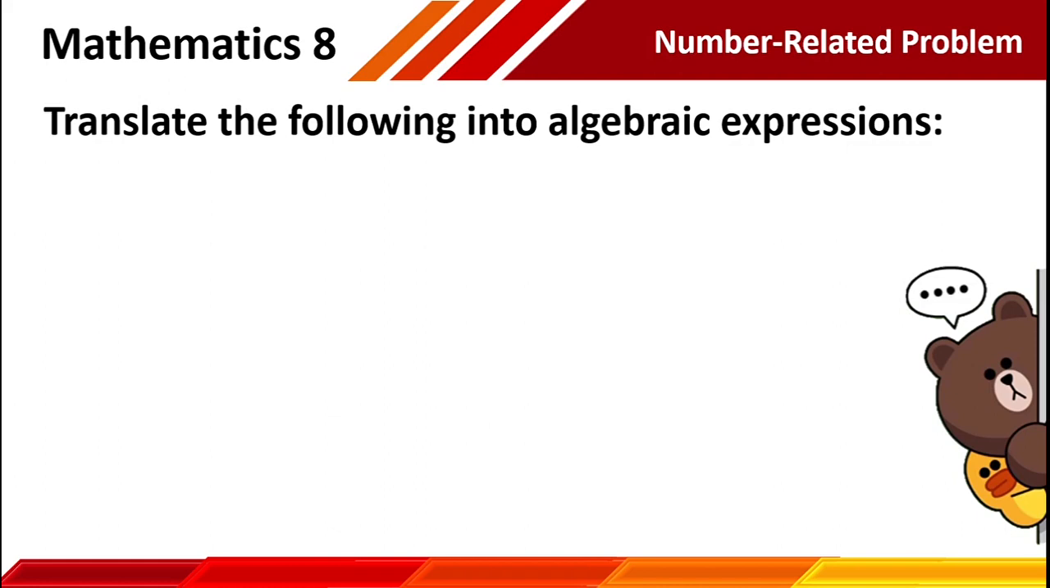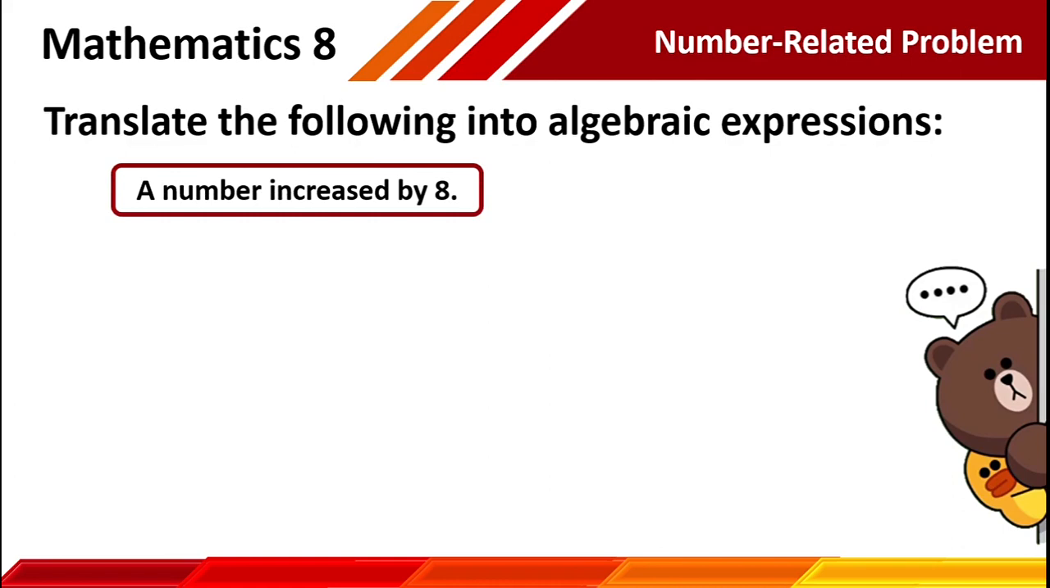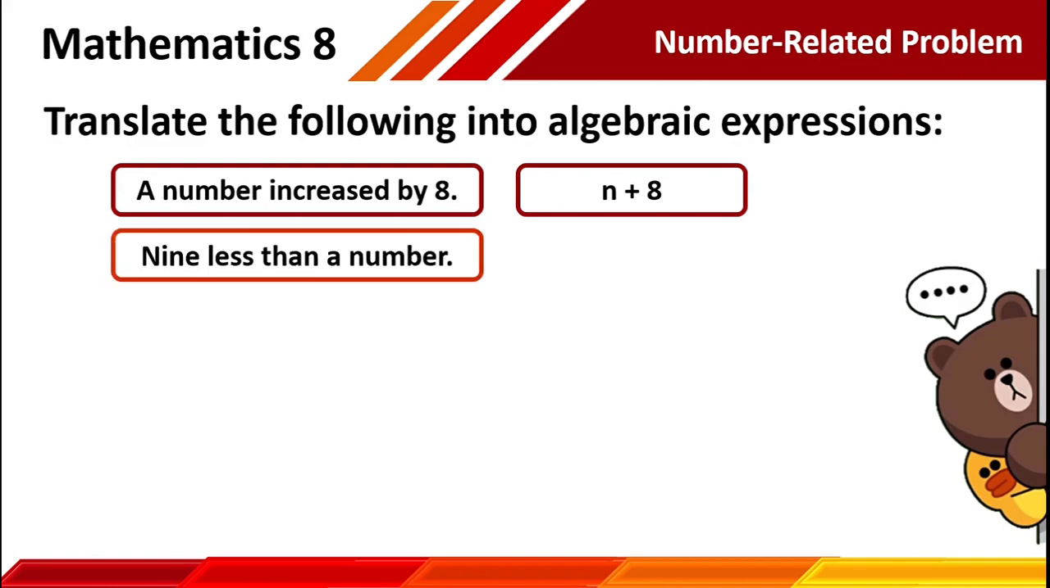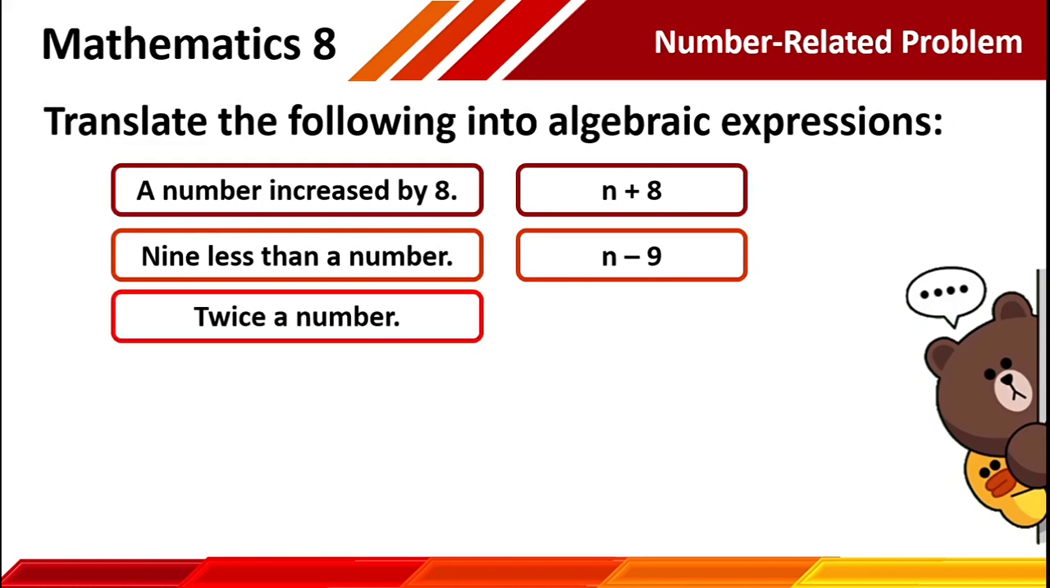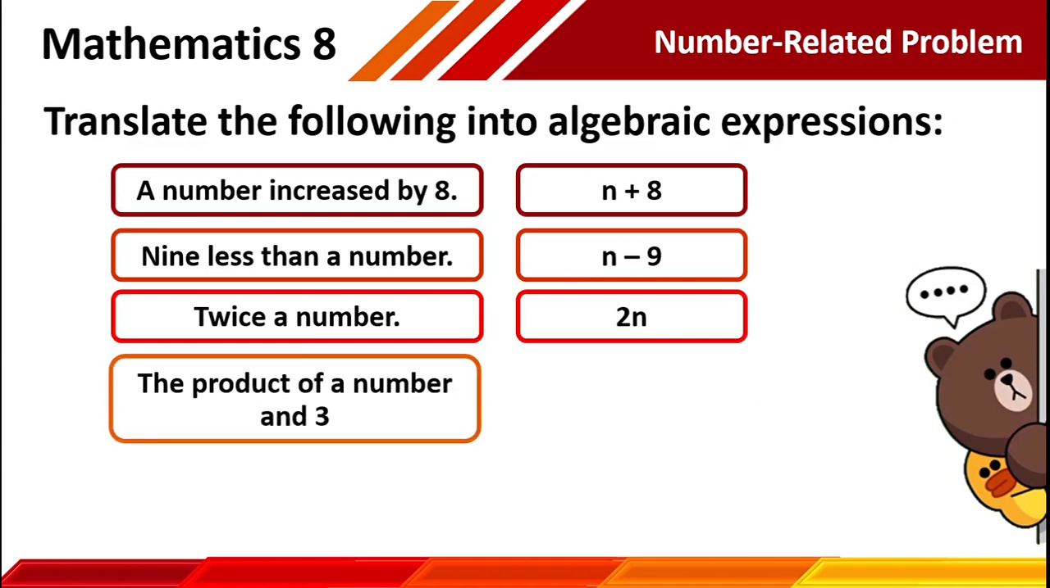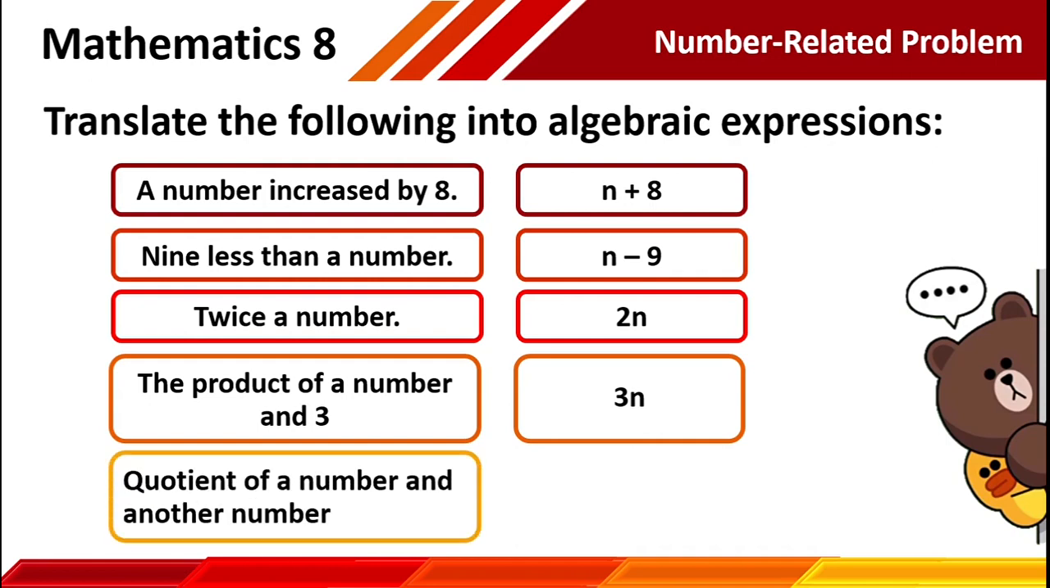expression. First one, we have a number increased by 8. We can represent this phrase using n plus 8. By the way po, in representing algebraic expression, we can use any variable. Next, 9 less than a number can be represented as n minus 9. Twice a number can be represented as 2n. The product of a number and 3 can be represented as 3n. And lastly, the quotient of a number and another number is x over y.